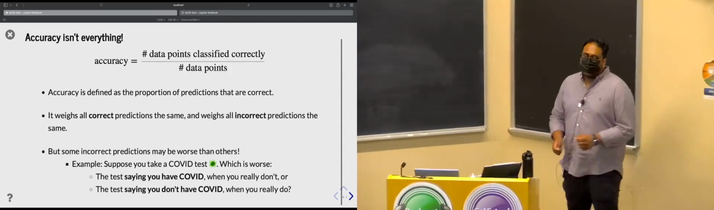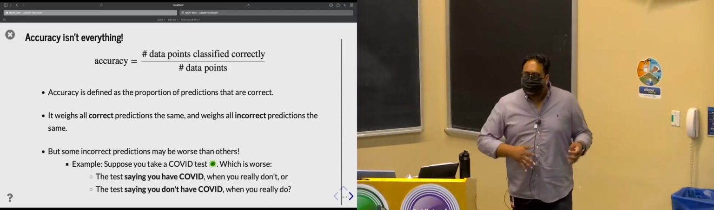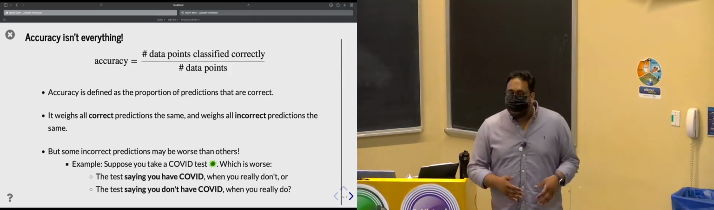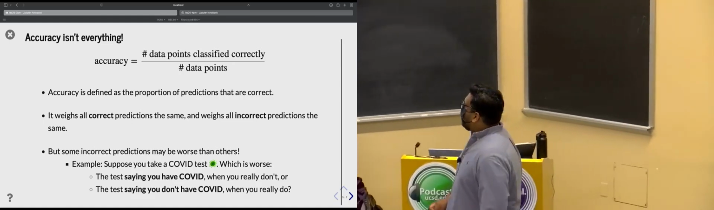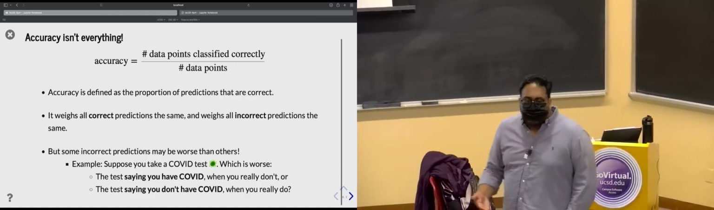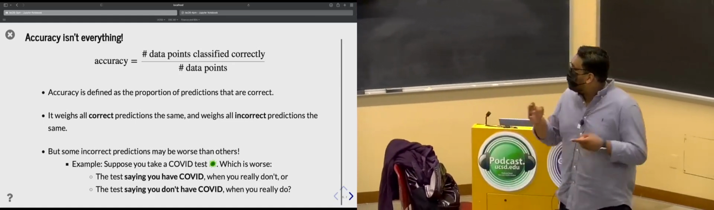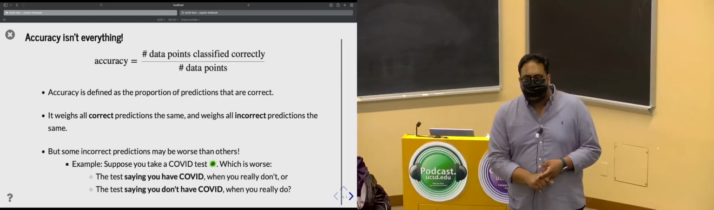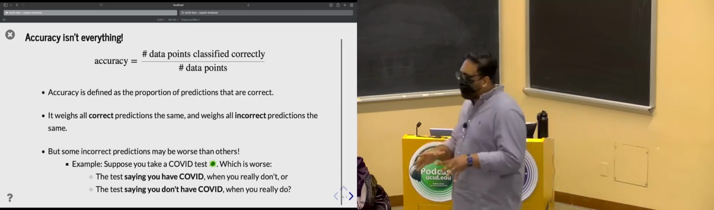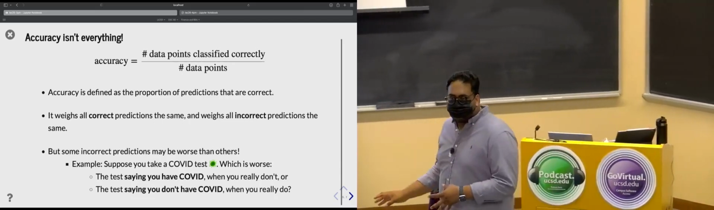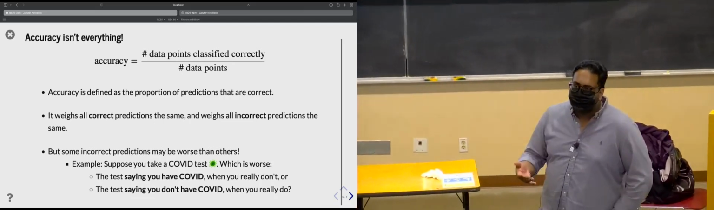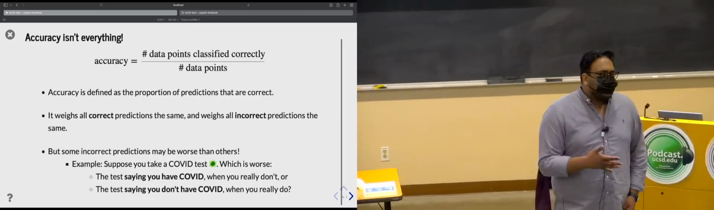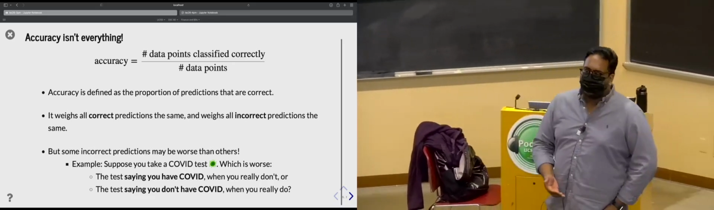Let's think about a COVID test, which you can think of as being a binary classifier, right? It either predicts you have COVID or it predicts you don't. There are two types of errors that the test could make. Either it could say you have COVID when you really don't, or it could say you don't have COVID when you really do. Those are the two types of mistakes it could make. Do we agree? Now, which one of these do you think is probably worse?